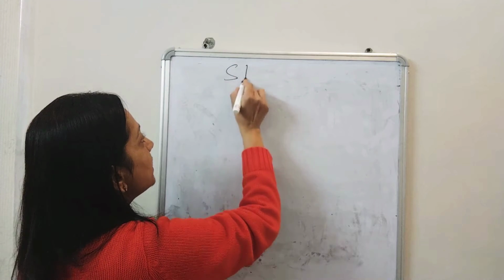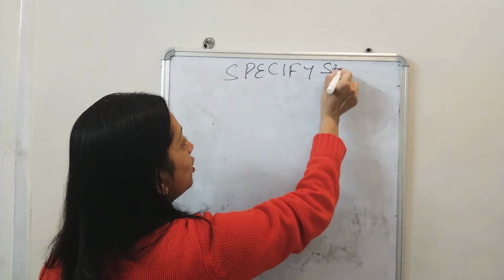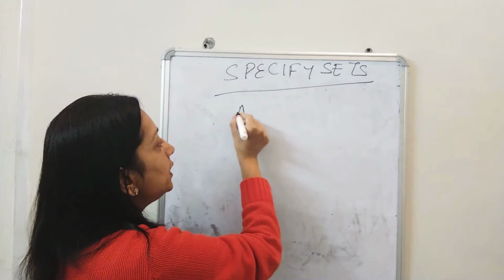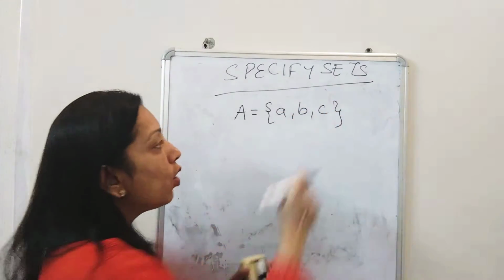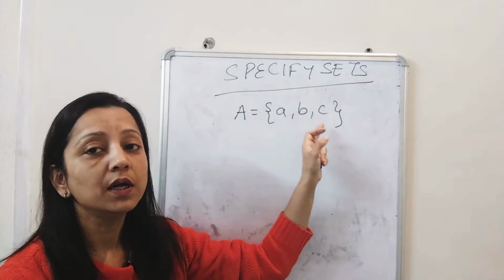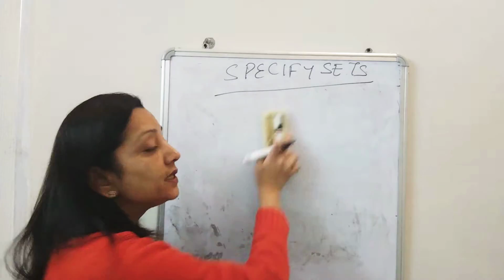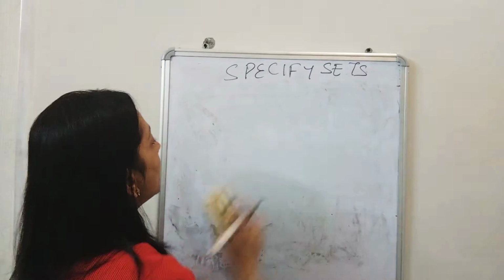Okay, now we will see how we can specify sets. One way of specifying sets is what I told you: you list out the members of the set A, B, C. So we listed out all the members of the set, and hence we said that set A is equal to a set of 3 elements A, B and C. There is one more way by which you can specify sets. We will see from the starting.